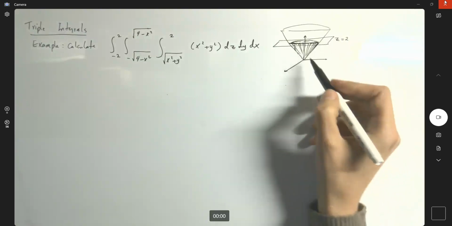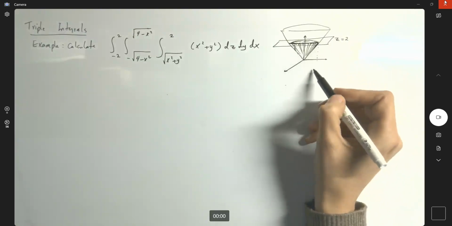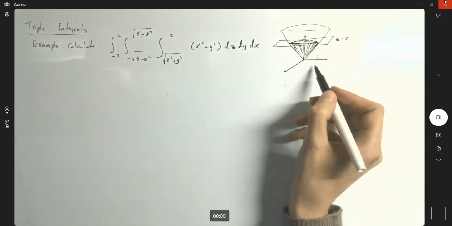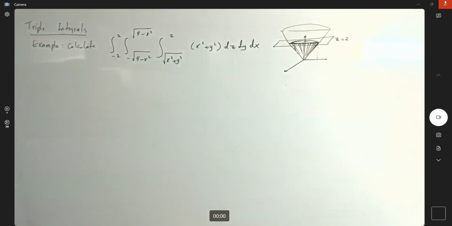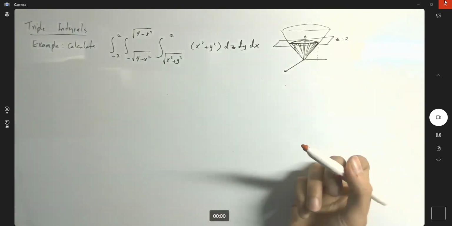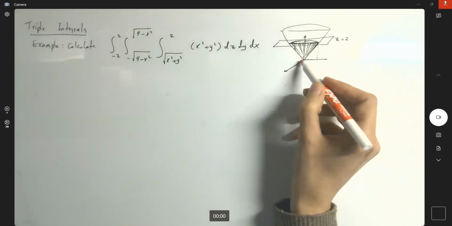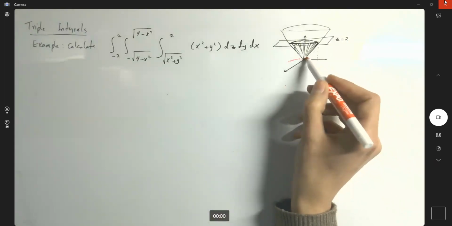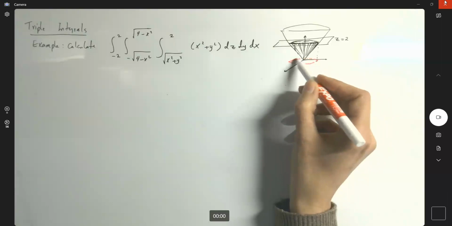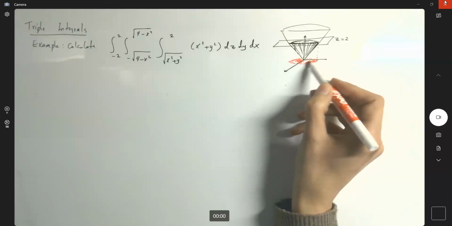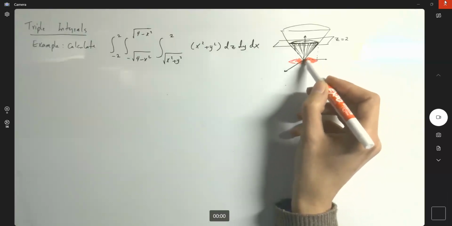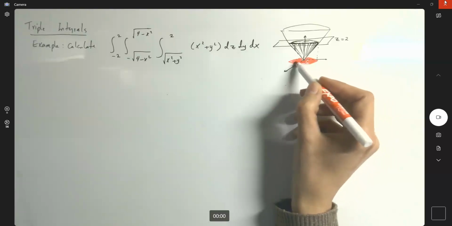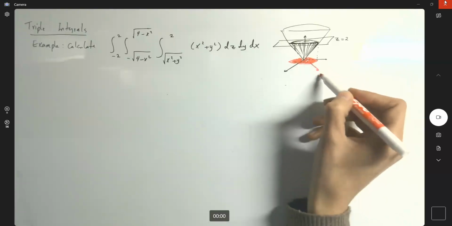Trying to see a nicer behavior of this object. If I slice this, or look at the projection in the xy plane, the slice is going to be a circular form. I'm going to have a disk down here. This is the projection in the xy plane, which is just a disk.